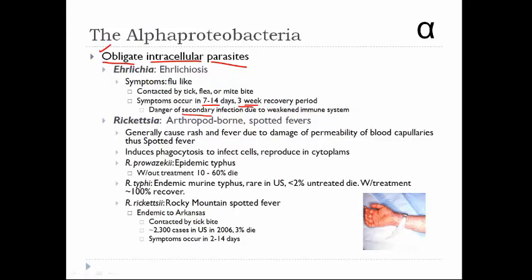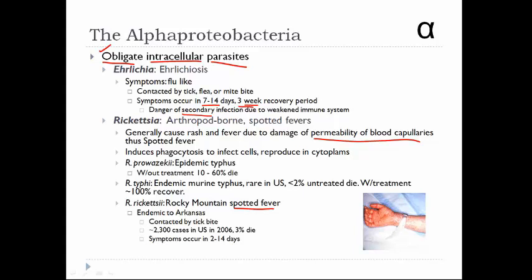Now, rickettsias. Rickettsias include Rocky Mountain spotted fever. This is the group of spotted fevers, and they are borne by arthropods. The spotted fever part means, if you can see in this picture, it produces little bitty blotches all over your skin. And that's because it basically screws up the permeability of your blood capillaries and you end up with them leaking, causing the spots. They actually induce phagocytosis to infect your cells, and then they reproduce in the cytoplasm. Again, that makes it harder to get rid of.